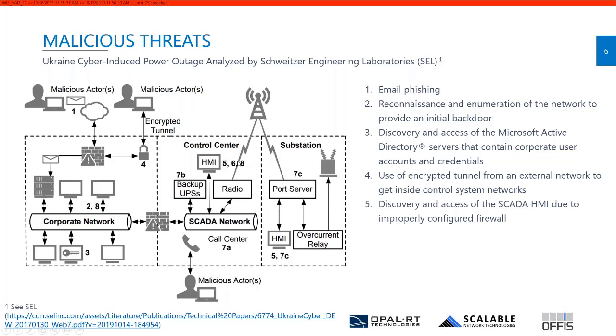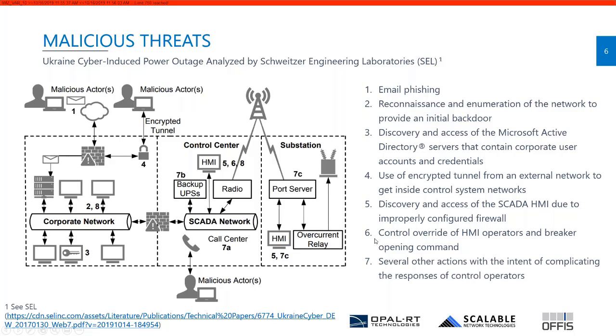Step 5 was the discovery and access of the SCADA HMI due to an improperly configured firewall. Again, a human error here. Control override of HMI operators and breaker opening commands. So this is where it started having an impact on the power grid by opening a breaker.